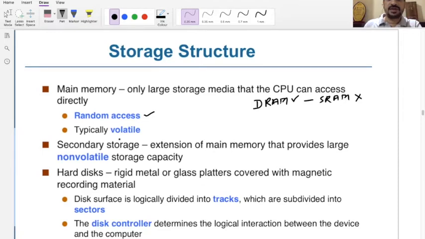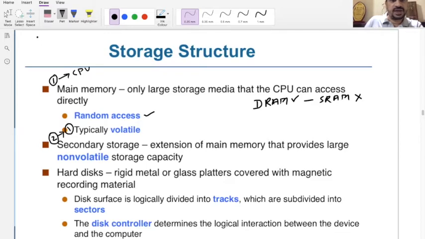Now we have the secondary memory, secondary storage, an extension of main memory that provides large non-volatile storage capability. Whatever secondary memory we use is a larger memory, and it comes into the category of non-volatile memory. So we have two types of memories. The first is the primary memory, with which the CPU will directly interact, and the secondary memory, with which the main memory will directly interact.